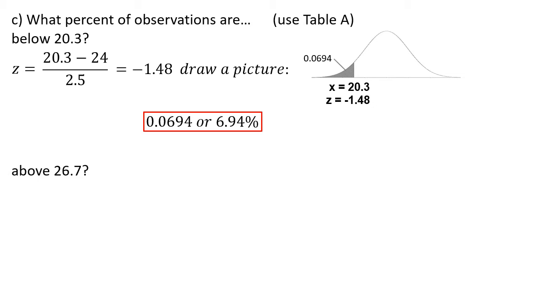You can leave it as a decimal or a percent. If you said about 7%, that would be fine too. But it's probably safest not to round too much.